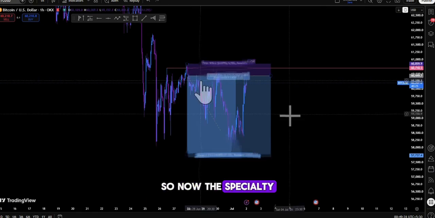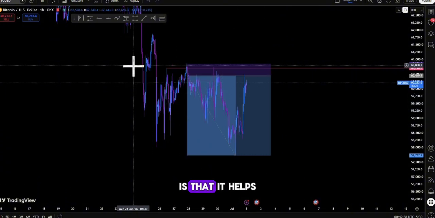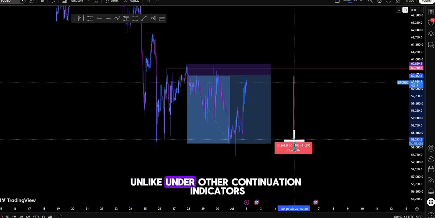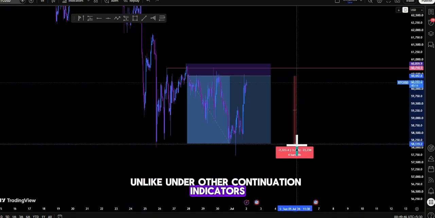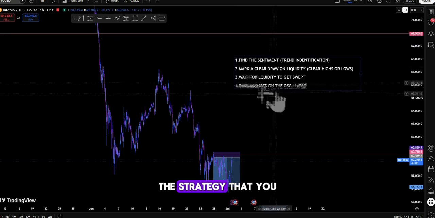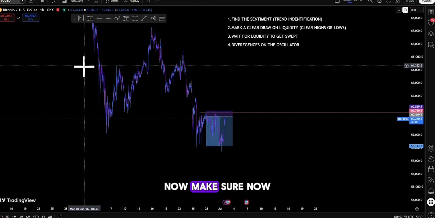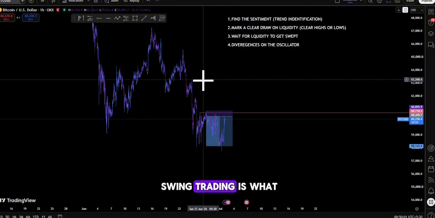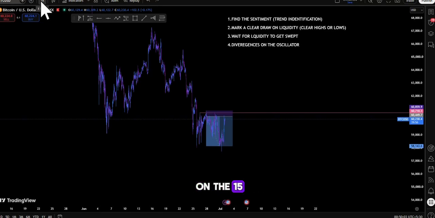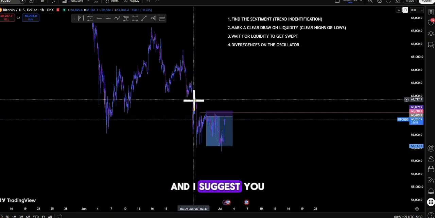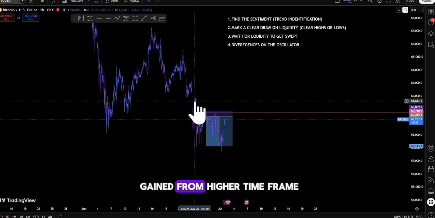Now the speciality of this indicator and strategy is that it helps you capture the whole trend, the whole move, unlike other continuation indicators, which are pretty lagging. Plus, I've also told you the strategy that you have to use behind it. Now make sure you listen to what I'm about to tell you, because it's very important. As for me, swing trading is what suits me. So I basically enter on the 15-minute to 1 hour time frame, and I analyze on the daily to the 4-hourly time frame. I suggest you do the same, because trading is all about precision, which can only be gained from higher time frames.